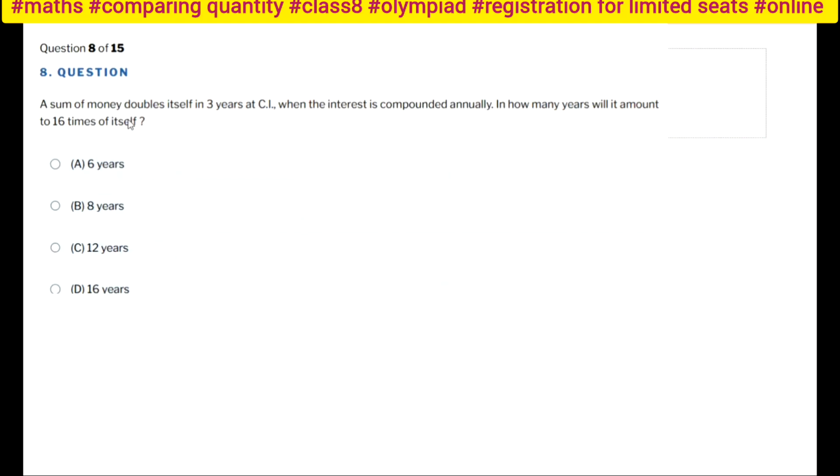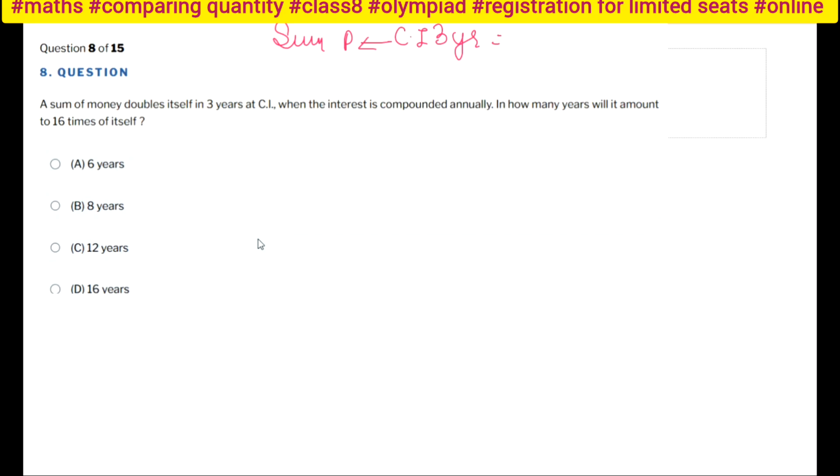See what they are asking: a sum of money doubles itself in 3 years at CI. Suppose I take the sum of money as P. When I apply CI on this P for how many years? 3 years, I am getting double the money. That means I am getting 2P now. When the interest is compounded annually, in how many years will the amount be 16 times? I have to find the time when it becomes 16 times, not double.